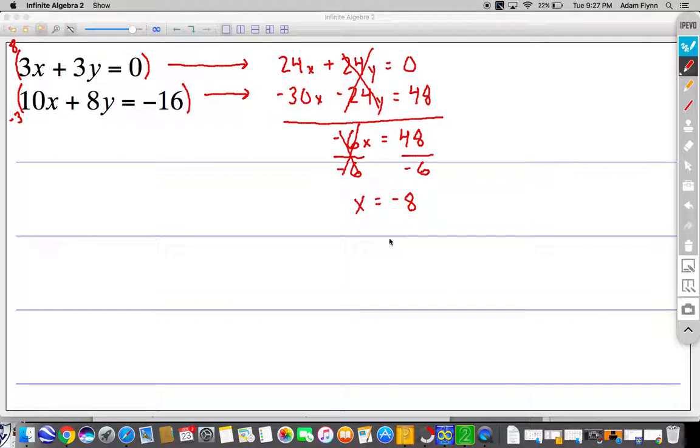So I'll take this -8 and I'll plug it in for x in either the top equation or the bottom equation. So how about this time we plug it into the bottom equation? So we have 10 times -8 plus 8y equals -16. So now I'll evaluate a little more. So 10 times -8 will be -80. Haven't touched the 8y or the -16 yet. So I'll add 80 to both sides.